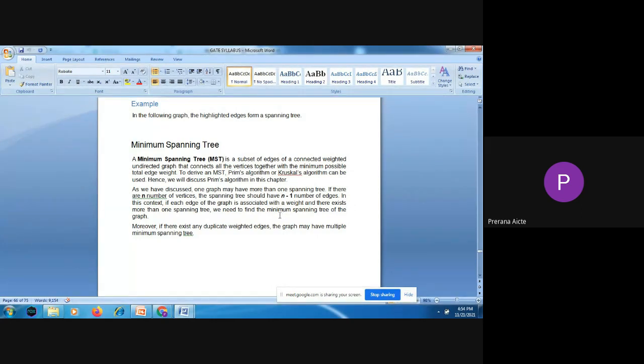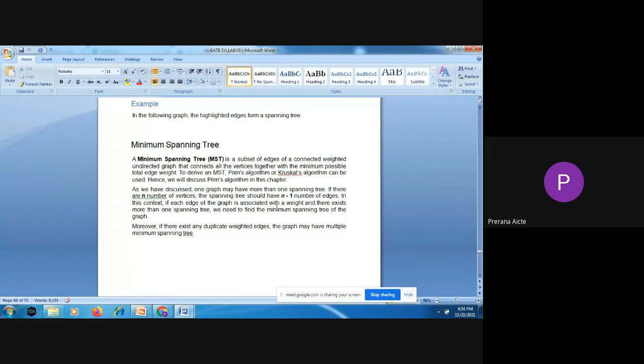What does the minimum spanning tree mean? What does a spanning tree first of all mean? For the given graph which has n vertices, you have to construct the tree. Tree in the sense it should be acyclic. So the tree should have n vertices and it should have n minus 1 edges. Then we call such a tree a spanning tree. Among all the spanning trees, the tree which has the minimum cost, we call the minimum spanning tree.